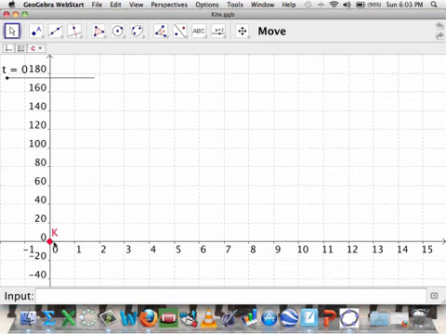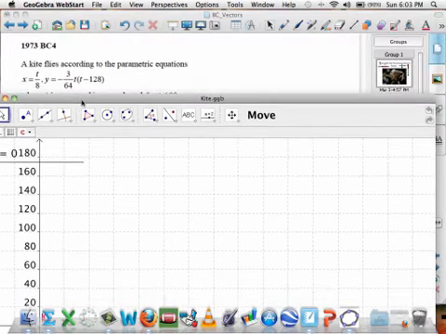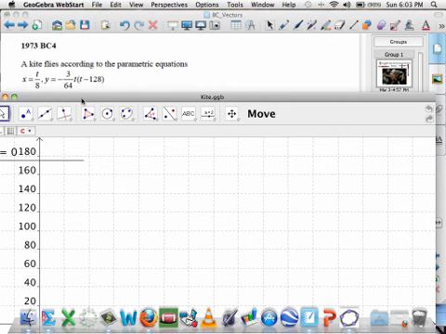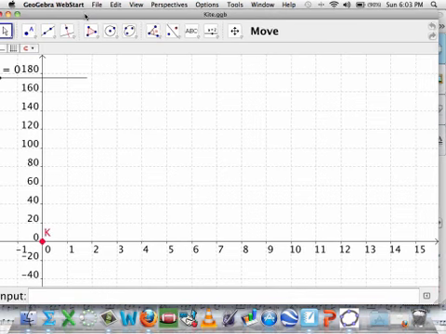Our kite, labeled K, is at time equals 0. I have a slider bar set up for T. And if you notice, if T is 0 in those equations, then your kite is at the origin. So I guess the person's on the ground, or the kite's on the ground, and then throws it up in the air and the wind catches it, and then things start to happen.